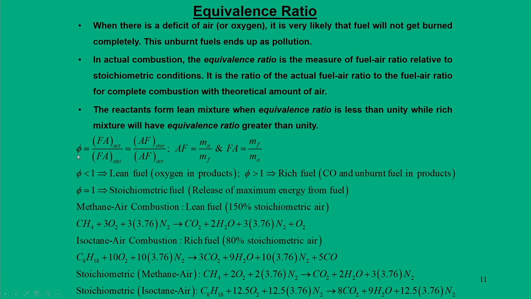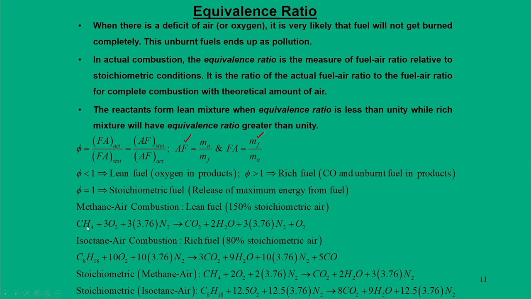And the parameter that is used is phi, that is the equivalence ratio, fuel air ratio actual divided by fuel air ratio stoichiometric. And when it is represented in terms of air fuel, it is air fuel ratio stoichiometric divided by air fuel ratio actual. We also know the air fuel ratio is ma by mf, and the fuel air ratio is mf by ma. Now, from this equation it is clear that when phi is less than 1, it is a lean fuel, which means oxygen remains in the product.